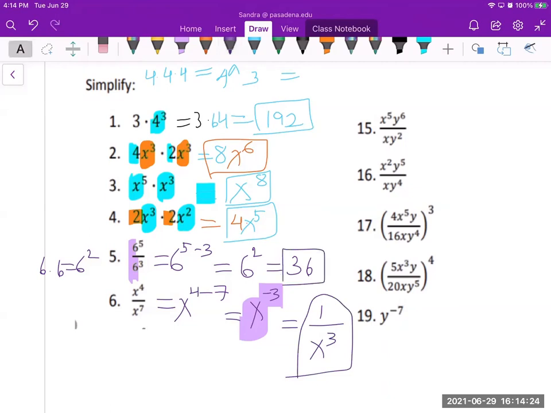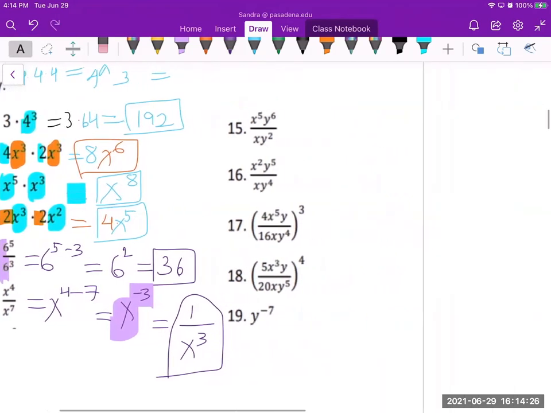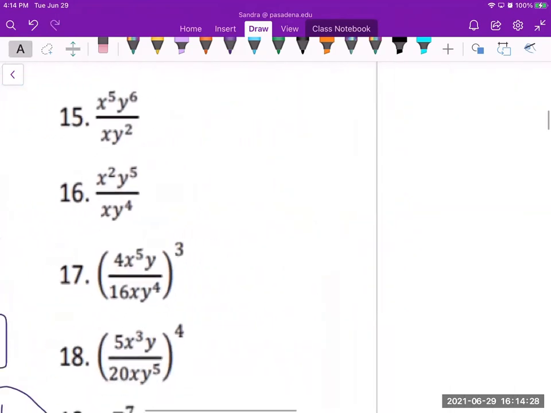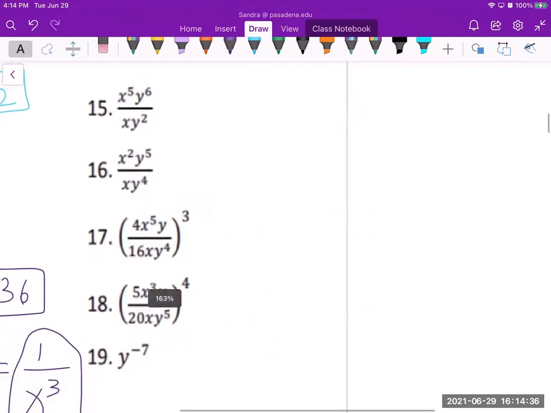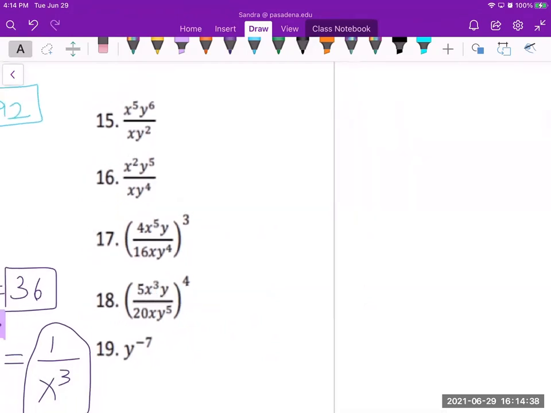Okay, let me move on to number 15. As you can see, we have a combination of two variables now. We are going to work with them separately, but it will be okay. So I'm going to work with the x's. It's x to the fifth over x, so that's going to be x to the 5 minus 1.